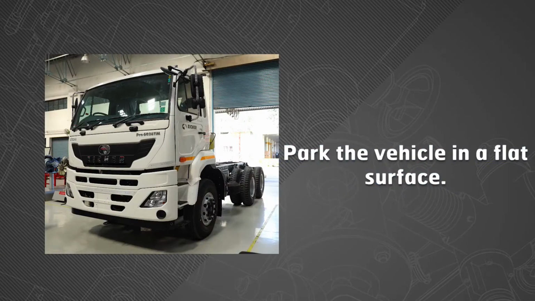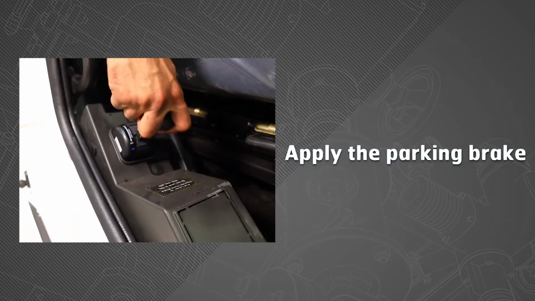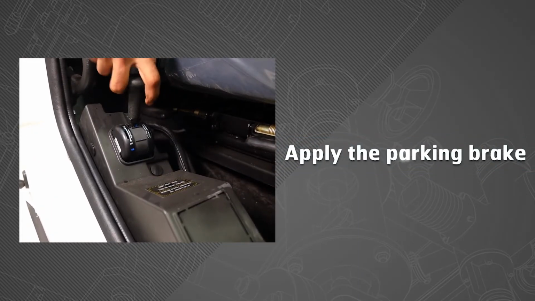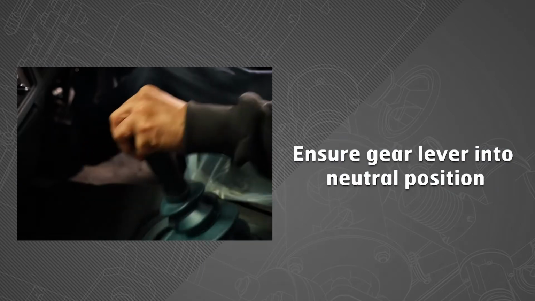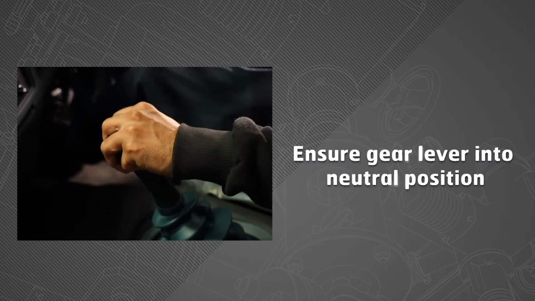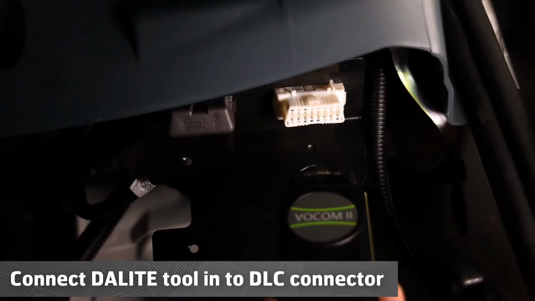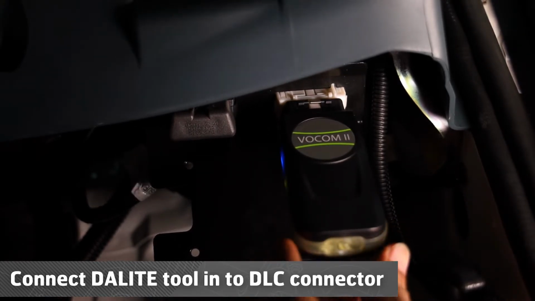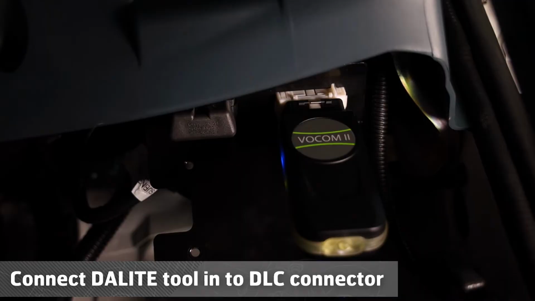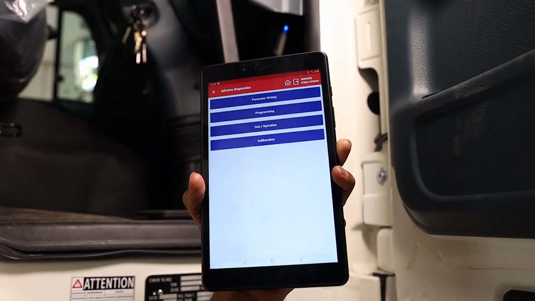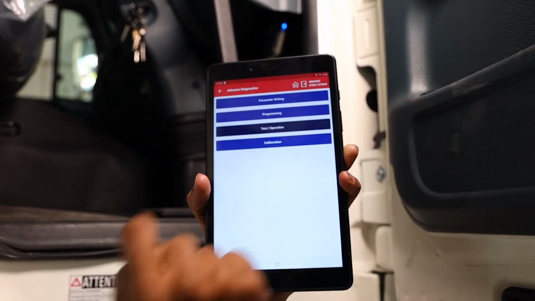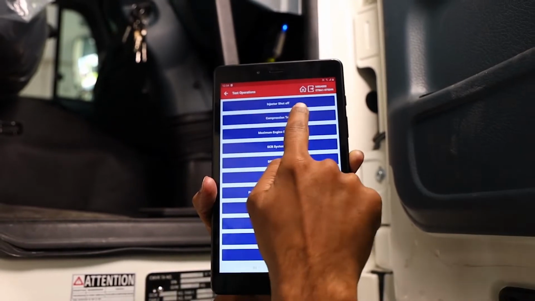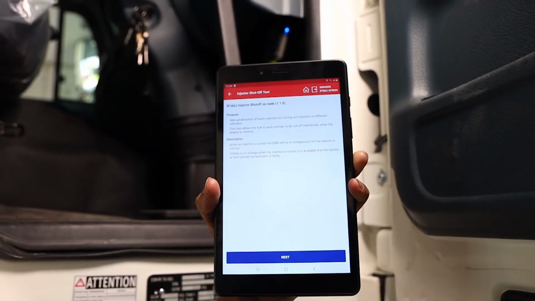Park the vehicle on a flat surface. Apply the parking brake. Ensure gear lever is in neutral position. Connect DA light tool into DLC connector. Go to the Advanced Diagnostics option. Select the Test Operation option. Select the Injector Shutoff test from the list.